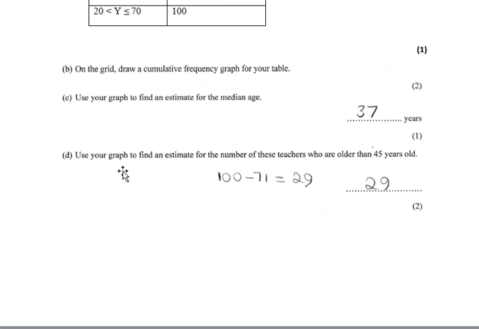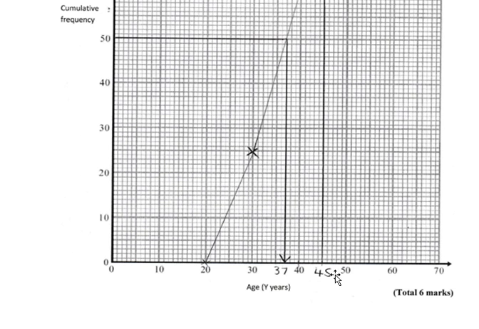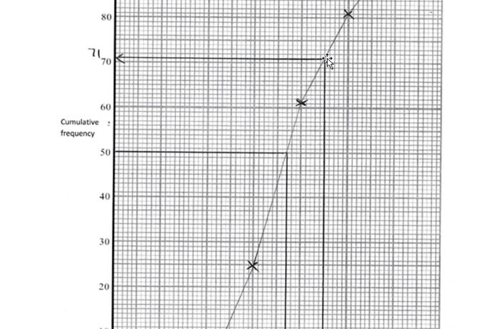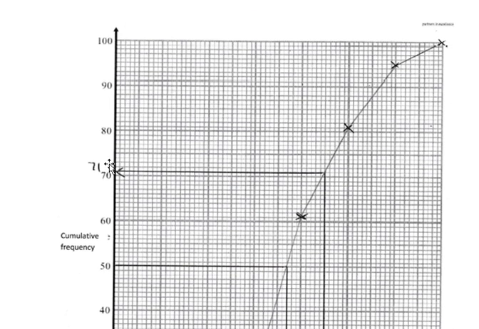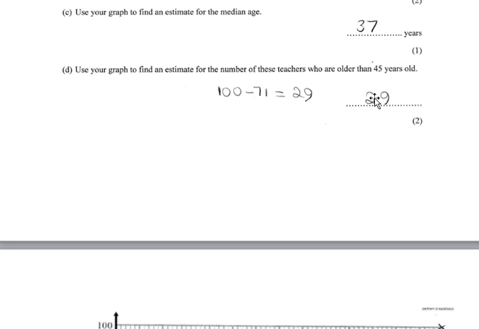Use your graph to find an estimate for the number of people, or number of teachers, who are older than 45. So you find 45 where age is, you go up to the graph and you go across. It looks like there's 71 that are younger than 45. So how many are older is the gap between 71 and 100. So 100 take away 71, there's 29 older. Again, if you're 1 or 2 off, don't worry, it depends on how you've drawn your graph.